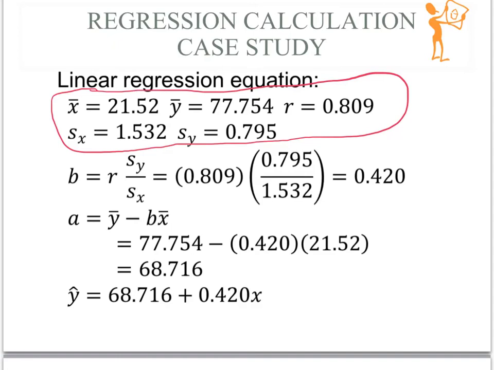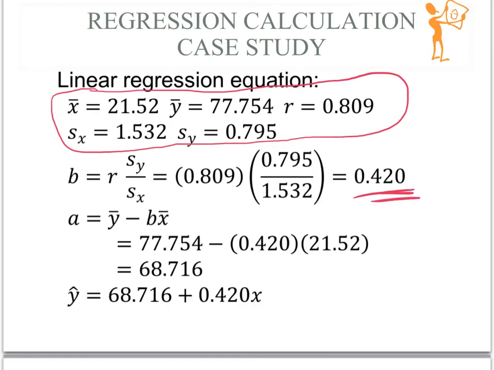And it might be a good check to go back to the previous slide and actually calculate them for yourself. See that you know that you can get those numbers. And then we're just going to plug them in. So we're going to put R, S sub y, and S sub x into the equation for B, and we'll find that B equals 0.420.